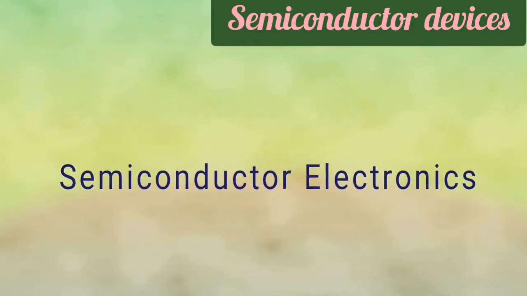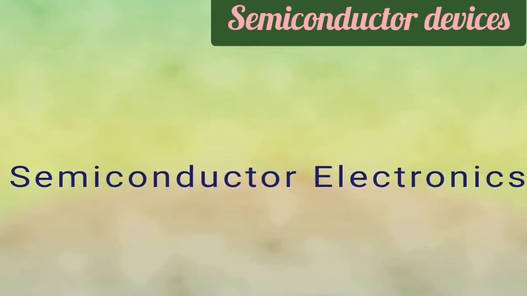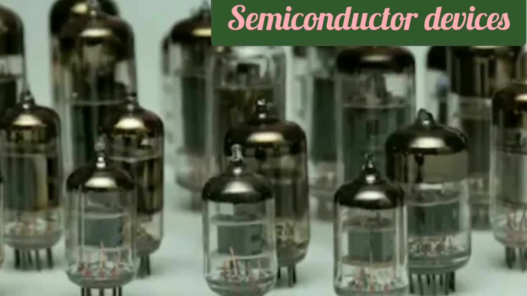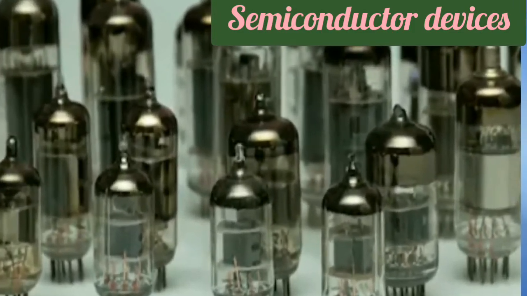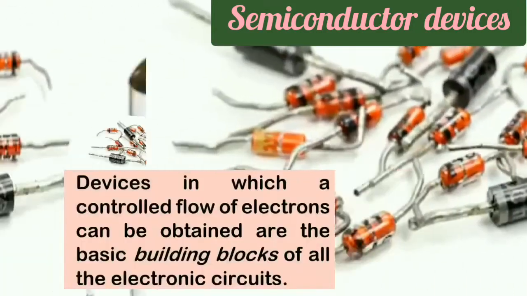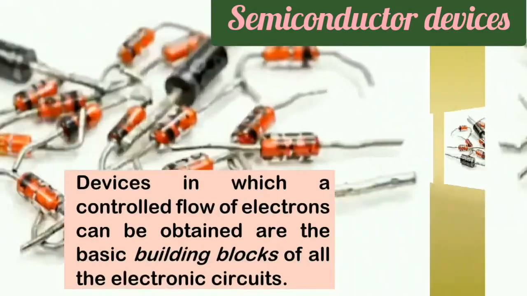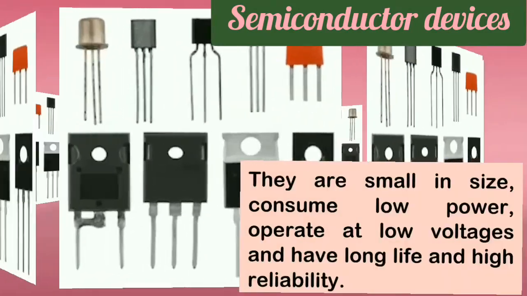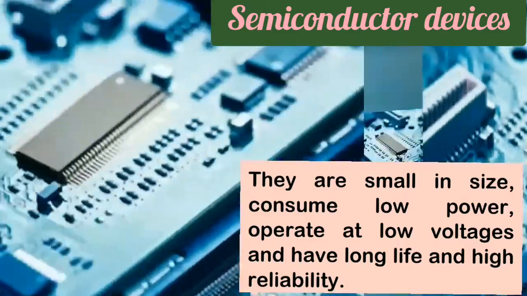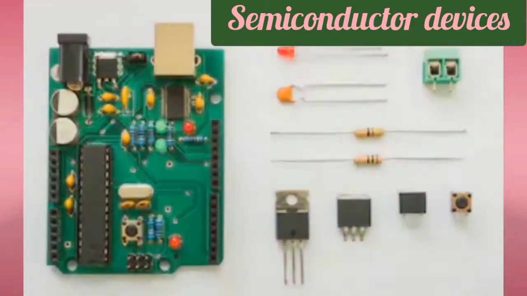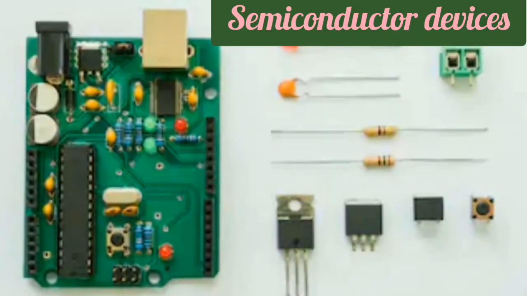Hello students, in this module we are going to discuss semiconductor devices. Nowadays all the electronic devices which we use are based on controlled flow of electrons. Before 1948 mostly the electronic devices were made of vacuum tubes. In these vacuum tubes the electrons are provided by heating the cathode using low tension battery.